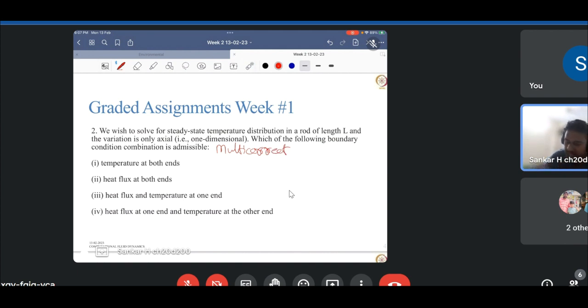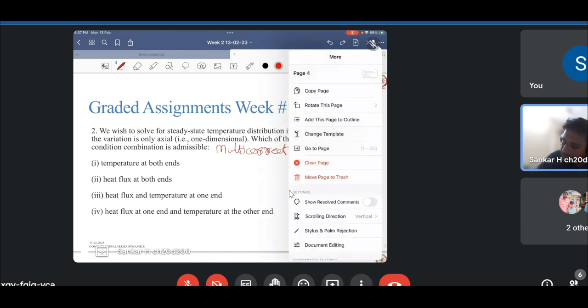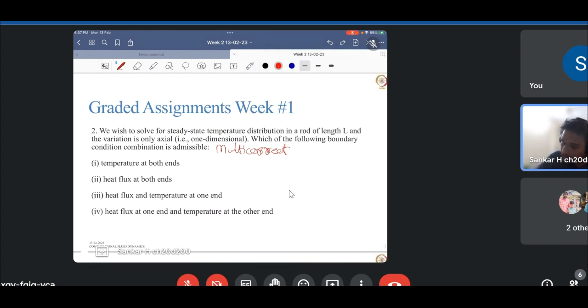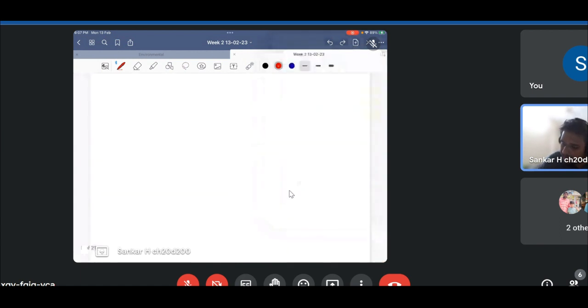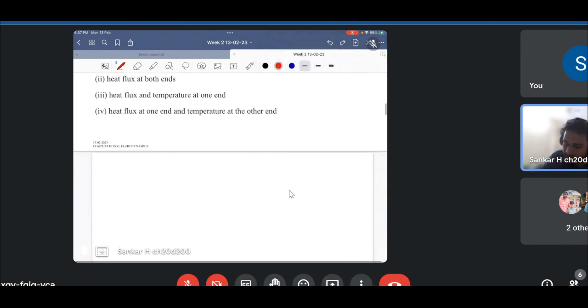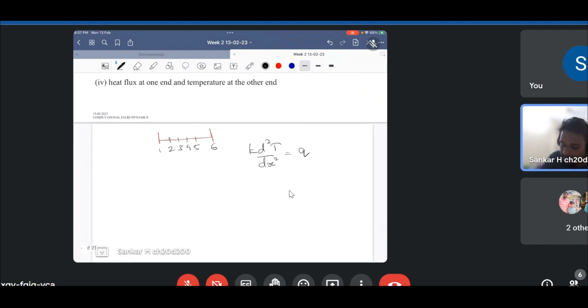So when we discretize, suppose we have a rod here. I'll put a new page over here. Suppose I'm looking at the rod where we have discretized this into 5 segments, and we have labeled the points 1, 2, 3, 4, 5, and 6. We are solving the steady state heat conduction equation d square T by dx square is equal to Q, and we solve this using CFD techniques.